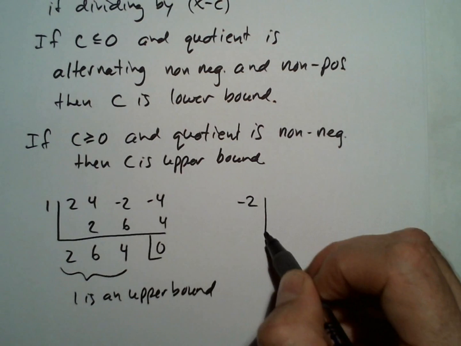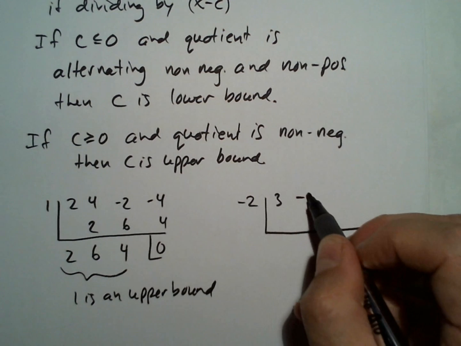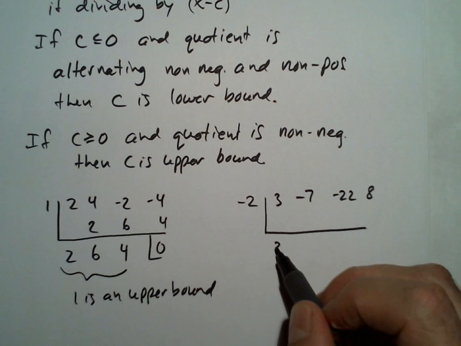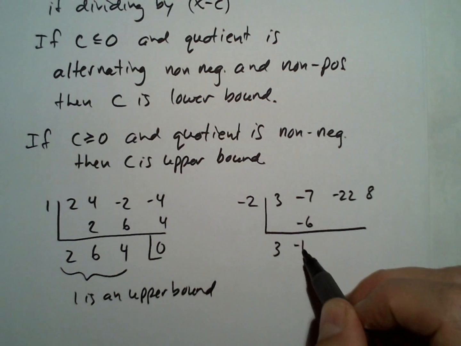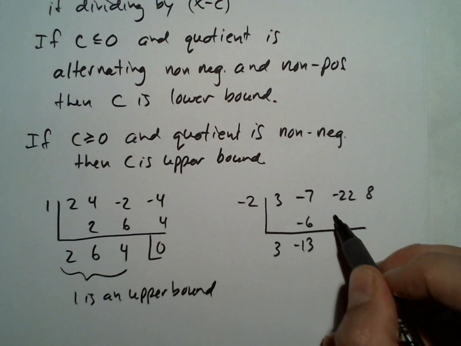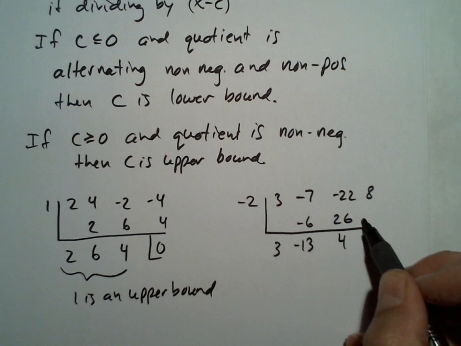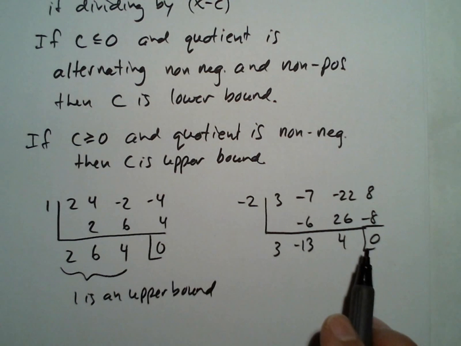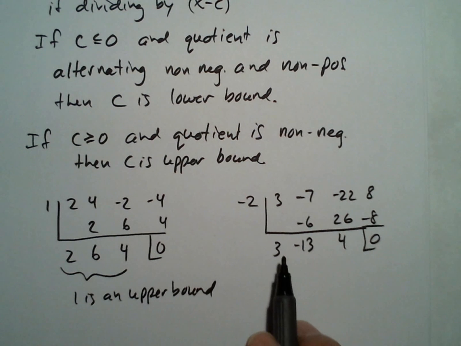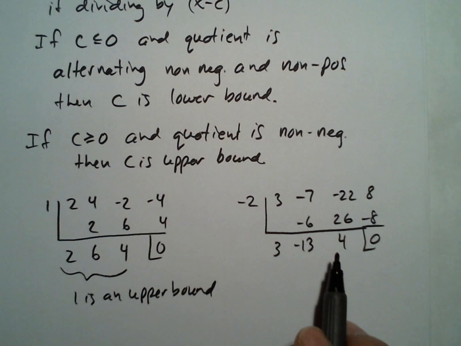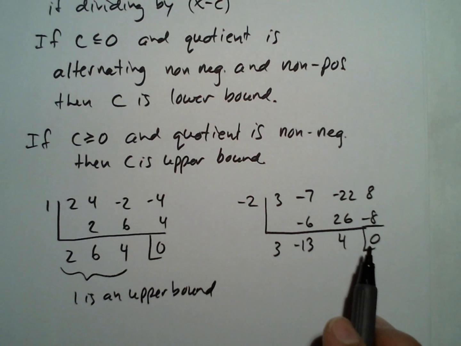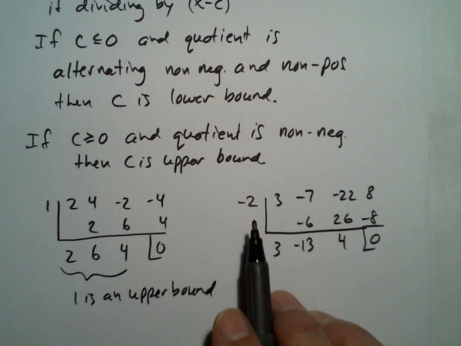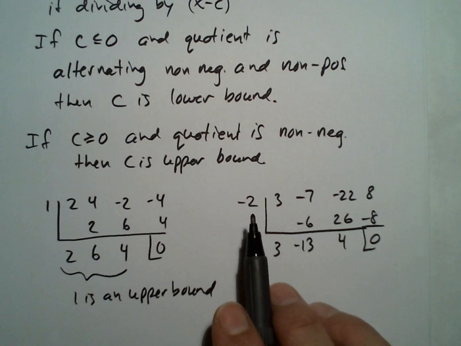Let's look at this. Negative 2 is a 0 because we get no remainder, but we have alternating positive, negative, positive. A 0 counts as either one. So we know if we were going to check again, we wouldn't check a number lower than negative 2.